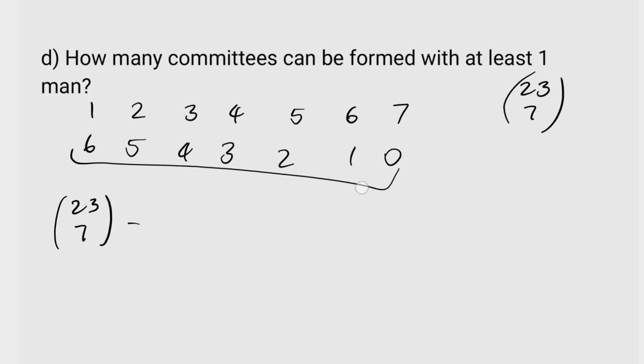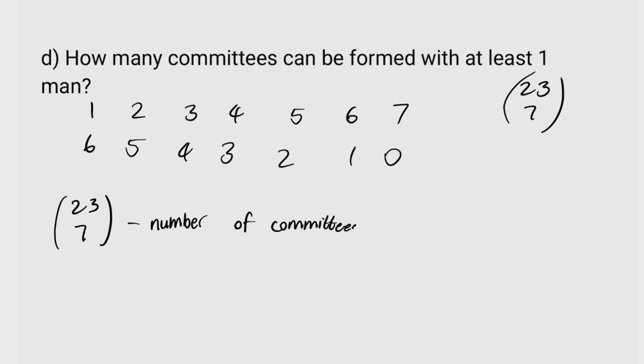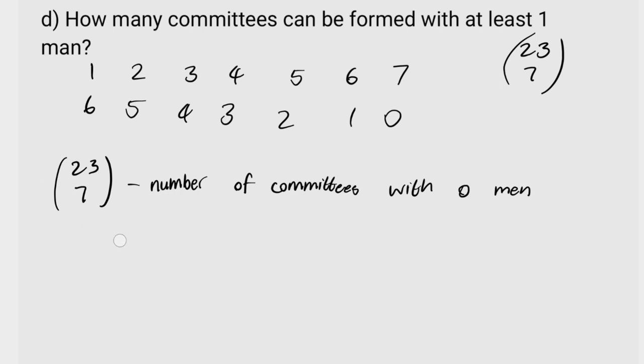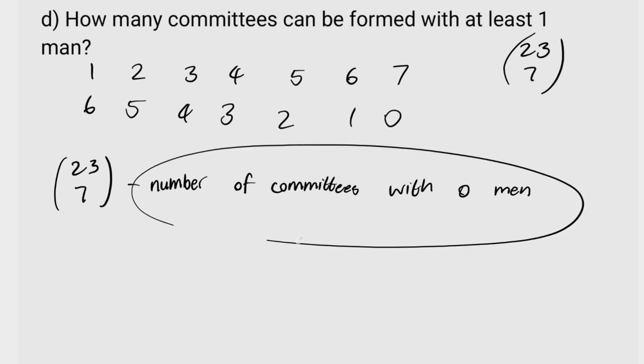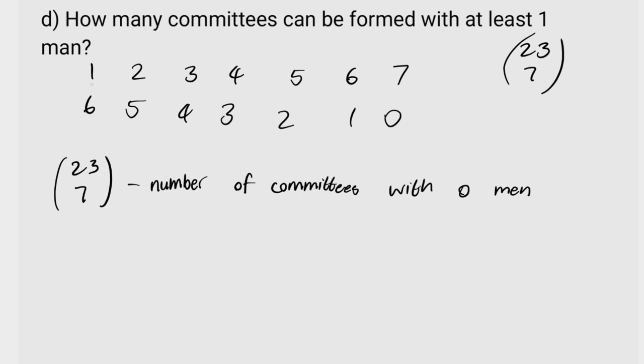Neither of these two ways is practical. Let me write "number" to avoid confusion: number of committees with 0 men. Because if you think about it, if you remove the committees with no men from the total, you are left with only the committees that have 1, 2, 3, 4, 5, 6, or 7 men. Hopefully that makes sense to you.